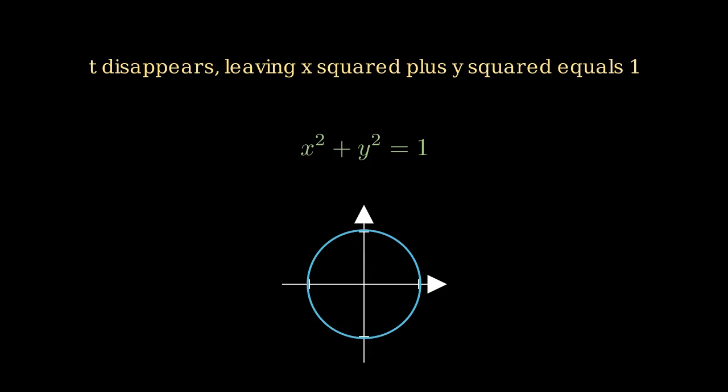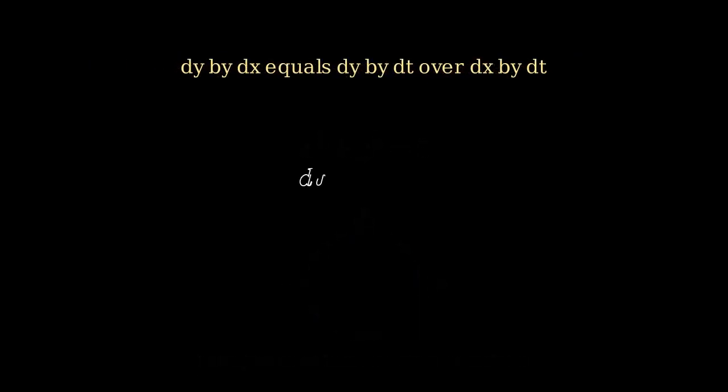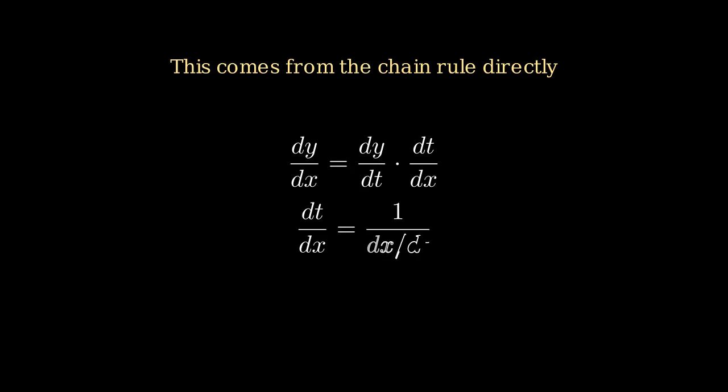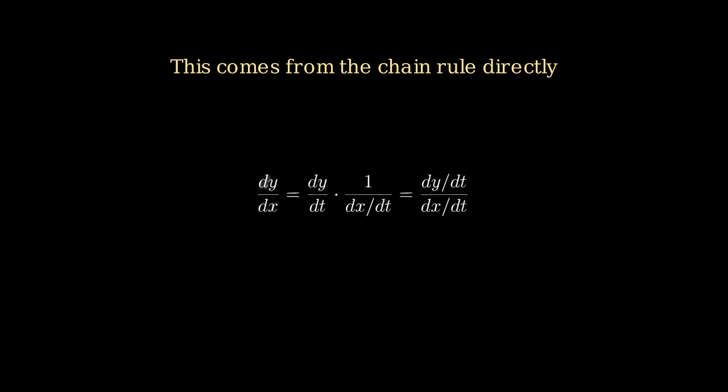This works because t was only ever an intermediate stand-in. Anything you can solve for, you can substitute out. Now for differentiating a parametric curve, the rule is dy by dx equals dy by dt, divided by dx by dt. Why does this work? It comes straight from the chain rule. dy by dx equals dy by dt times dt by dx, and dt by dx is just 1 divided by dx by dt, so the t's link up and cancel through the chain, leaving that clean division.